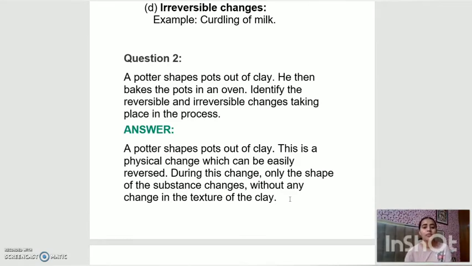So the answer is, a potter shapes pots out of clay. This is a physical change. Physically he is shaping it, which can be easily reversed. He can make the shape of a pot or he can make the shape of anything, right? So during this change, only the shape of the substance changes. Whichever shape he wants, the potter can make, without any change in the texture of the clay.